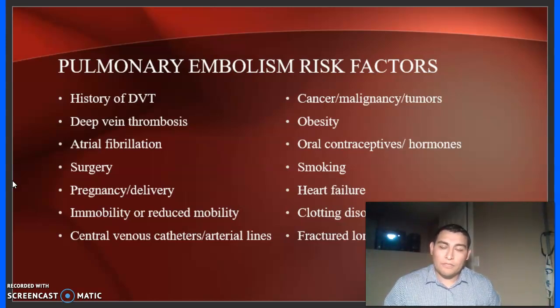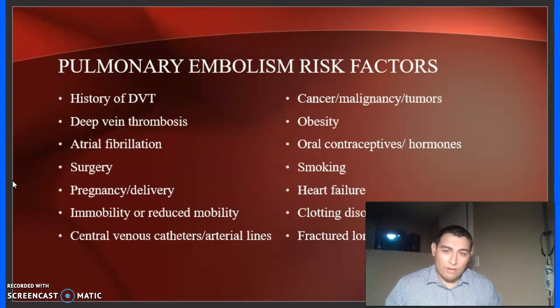Atrial fibrillation is a really big one. Typically with AFib, you see irregular heartbeats. The heart is not fully contracting, so there's blood that stays in the atria. Because it's staying in the atria, it has more of a chance to clot, and that clot is able to be sent over to the pulmonary arteries, and it can also be sent to the brain, causing strokes.